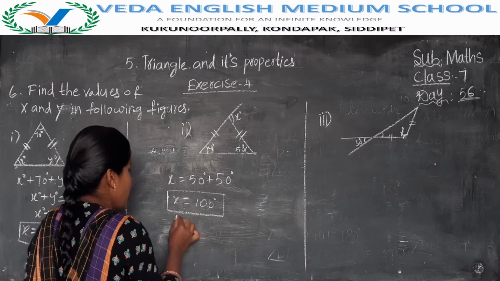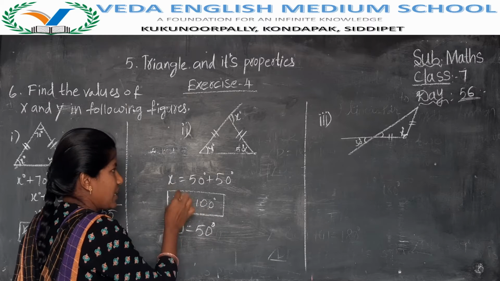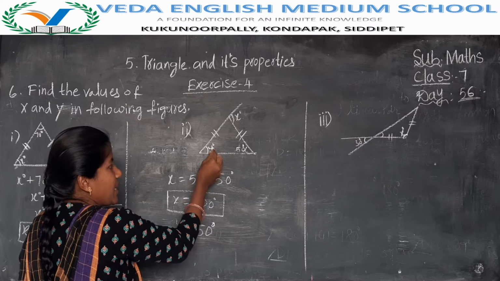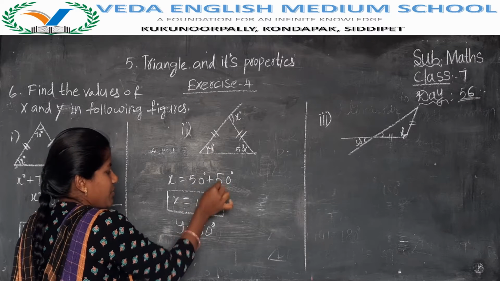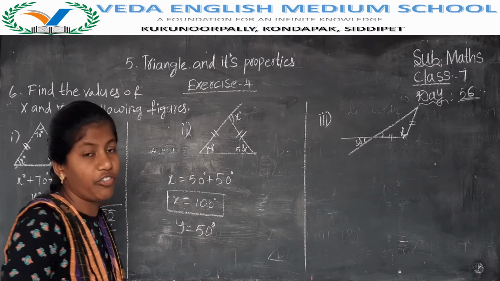So y is equal to 50, x is equal to 100. Here I have written like that only. x is equal to y plus 50, because these two angles are equal. y we know is 50, so 50 plus 50 gives 100. So x is equal to 100, y is equal to 50.